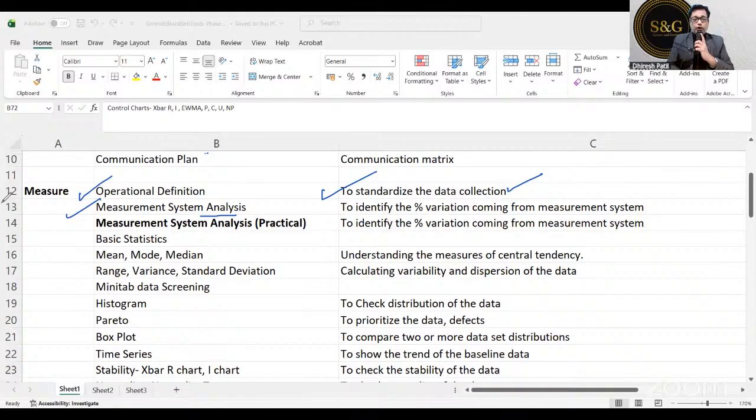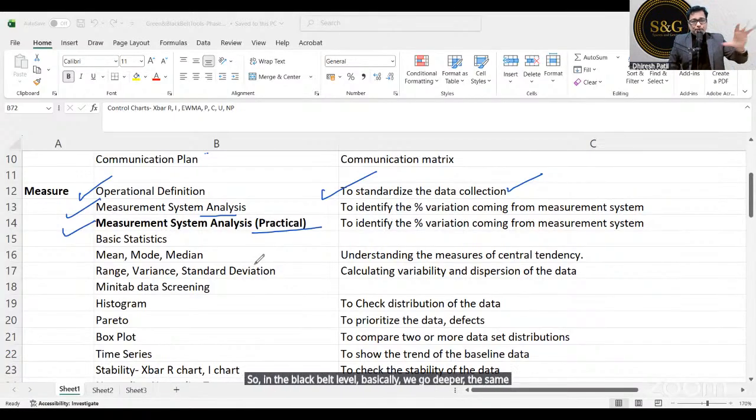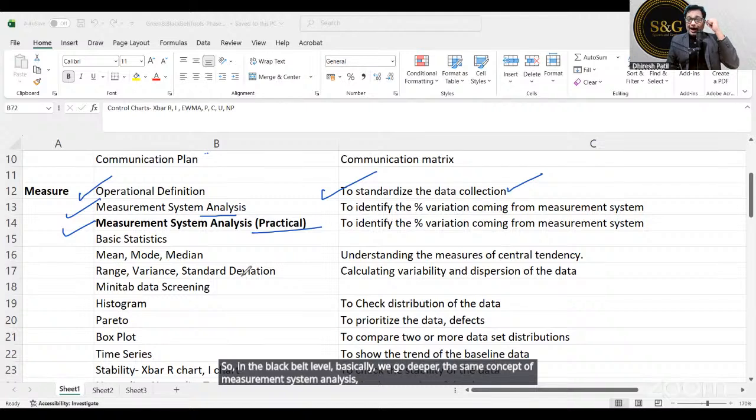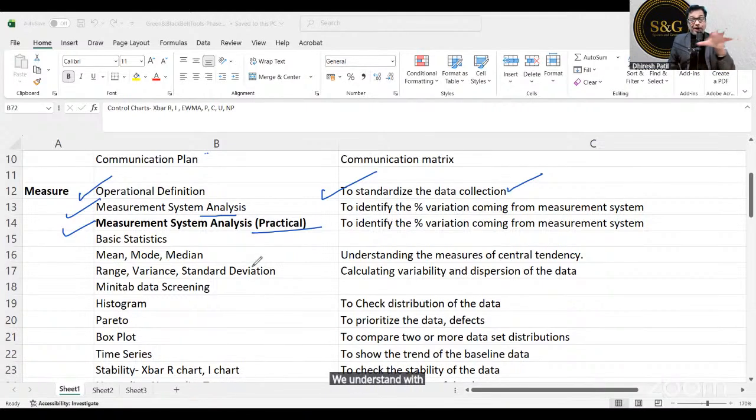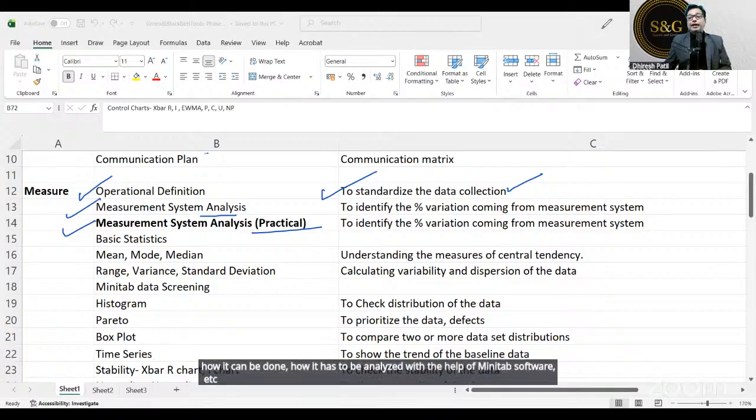Very amazing tool. The basics are covered at the green belt level, and you can see the highlighted one is the practical application of it. In the black belt level, we go deeper. We understand the same concept of measurement system analysis with practicals, how it can be done and how it has to be analyzed with the help of Minitab software, etc. We learn that in the black belt level.